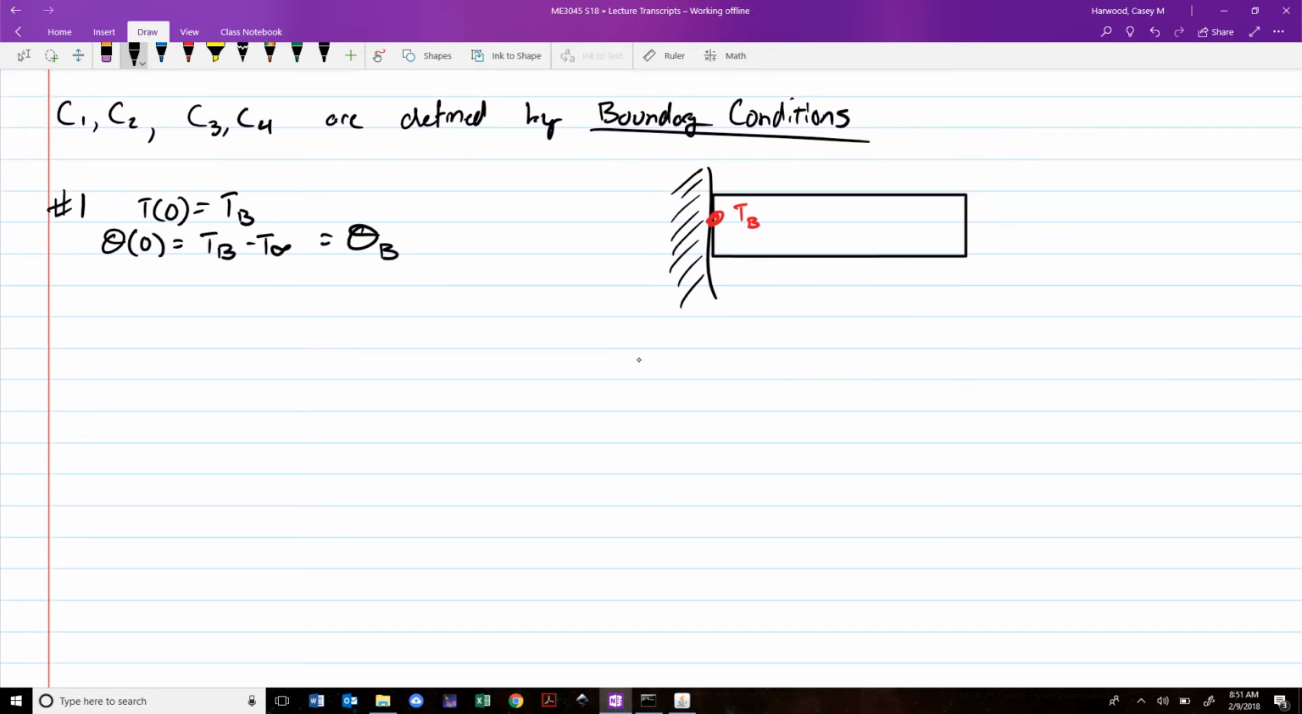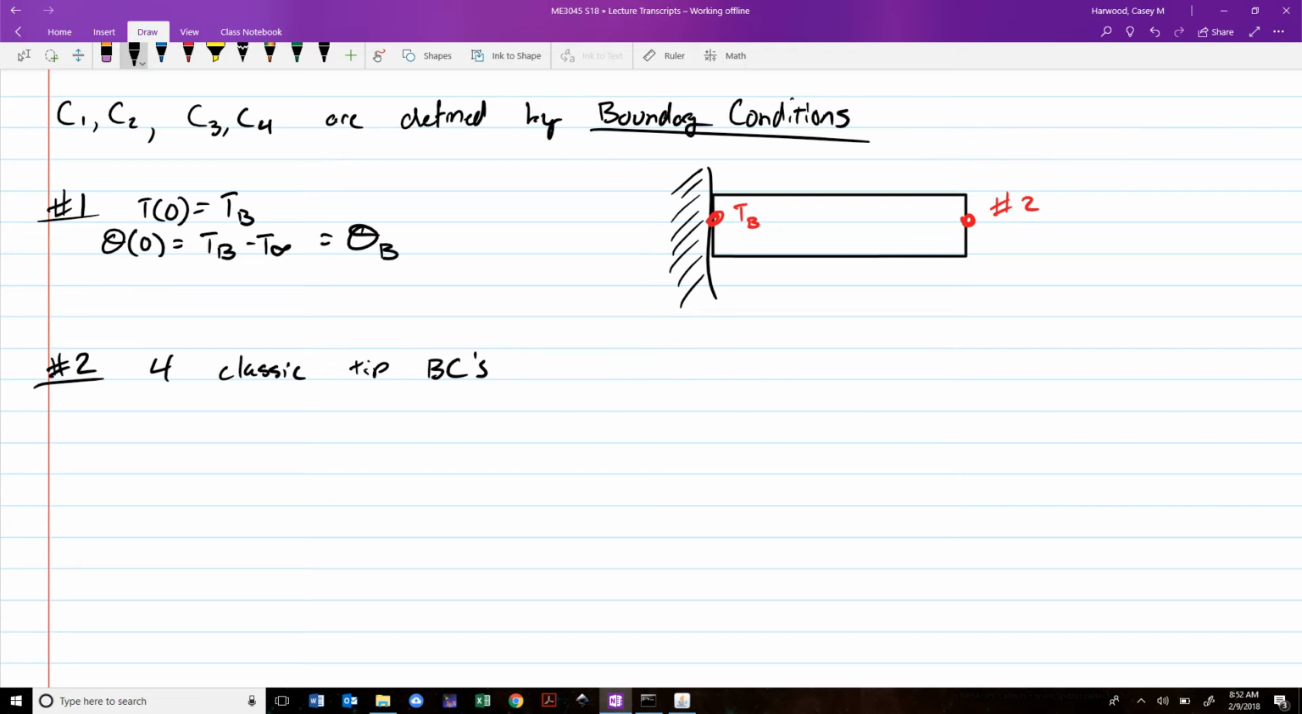And so we can use that generally to solve for C1 or for C3 if we're working with our hyperbolics. But we'll put that in practice in an example here in a second. And for boundary condition number 2, usually we're going to specify that out here at the tip. The question is, what are we going to specify? So there are 4 classic tip boundary conditions.